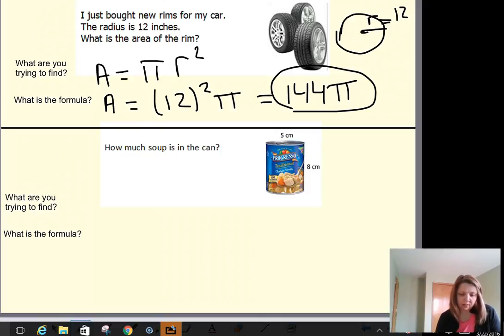Next example, we have given this can of soup. And the question is, how much soup is in the can? Well, now think about, we're not wrapping this, we're not thinking about surface area, but if you want to fill this can with soup, you will need the volume, because the volume will tell us how much we can fit over here. So the volume of this can will be, the volume is equal B times H.